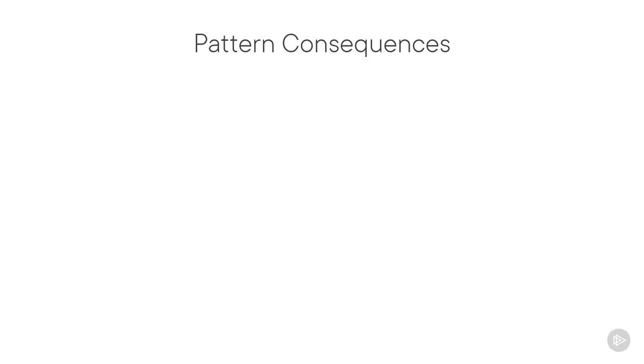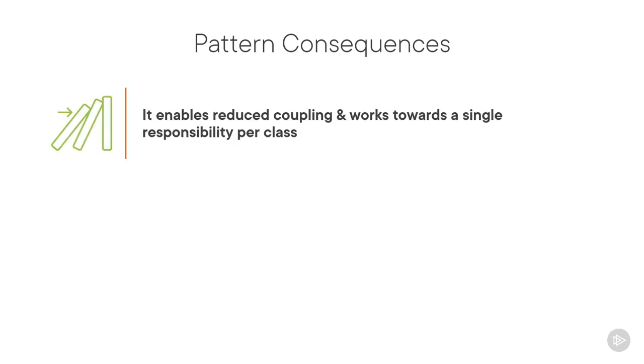There's 3 main consequences to this pattern. One is reduced coupling. Our client does not know which handler will handle the request. The object that invokes the operation is decoupled from the one that handles the operation. Like that, we can work towards a single responsibility per class.